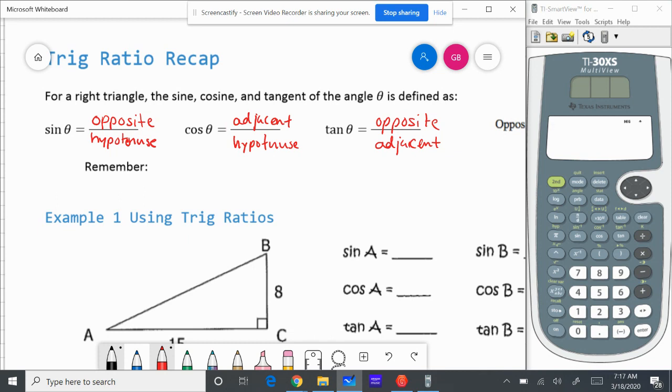And then to remember these, remember SOHCAHTOA. Okay, that'll help you memorize these ratios.